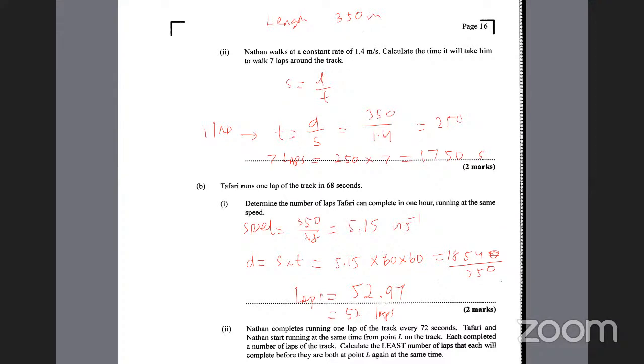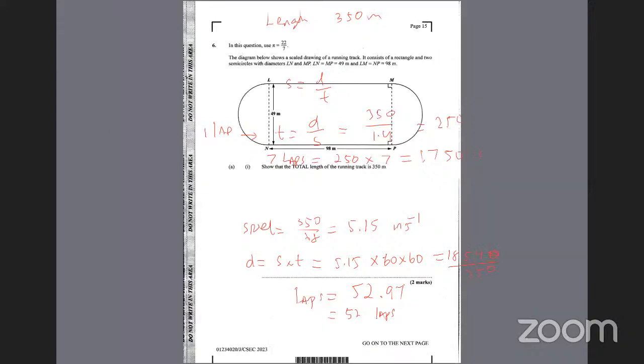Nathan completes running one lap of the track every 72 seconds. Tafari and Nathan start running at the same time from point L on the track. Did they show us point L? Okay, yeah, so it'll start at L. So we know what L is.